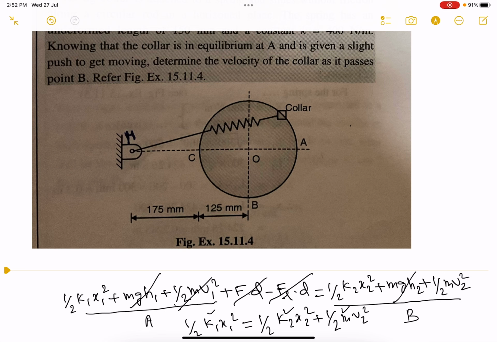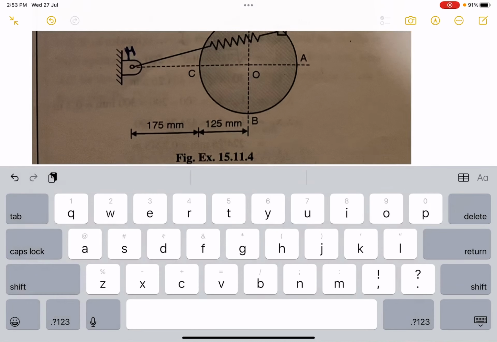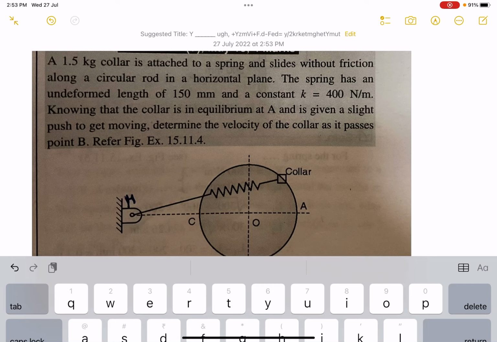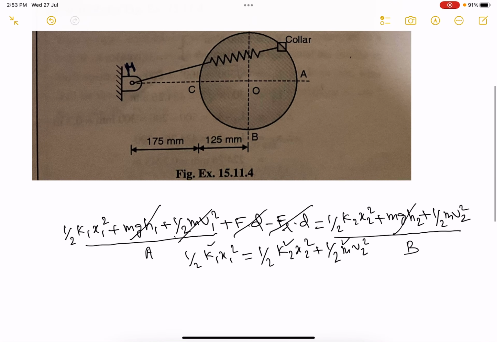The mass of the collar is given as 1.5 kg, you can see 1.5 kg collar, so that is also known. So in this equation, if you find x1 and x2, you should be able to find v2 square, and from there you will find v2. Now let's find x1 and x2. x1 is the deflection of the spring when it is at position A.